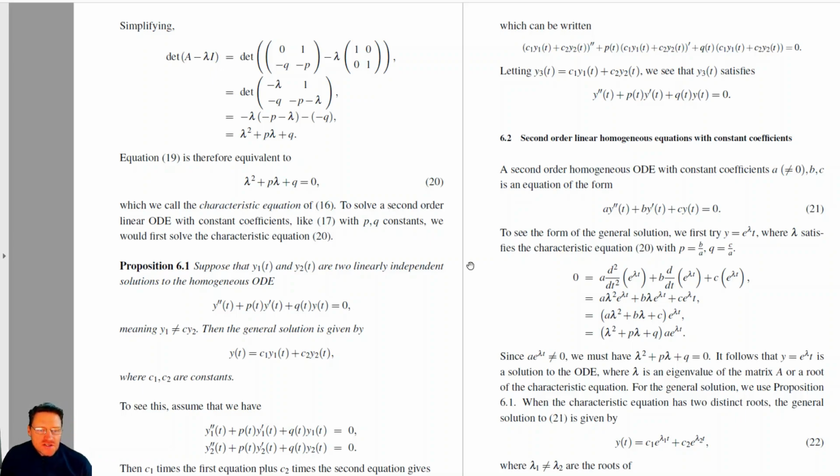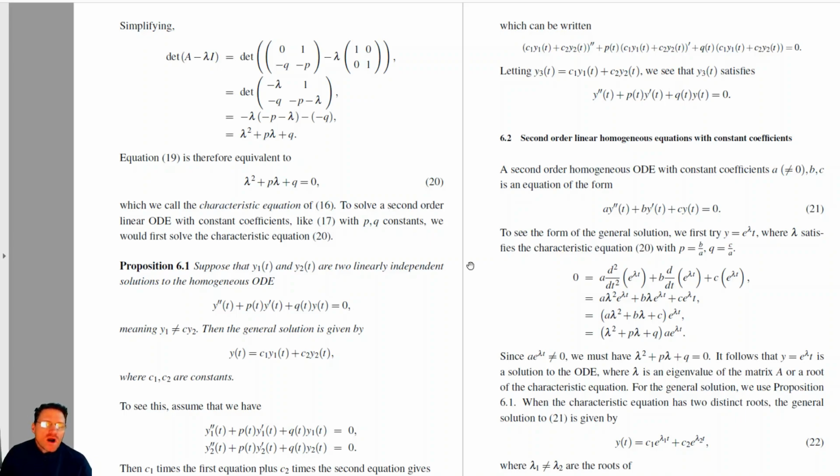Okay, let's have a look at proposition 6.1. Suppose that y1 and y2 are two linearly independent solutions to the homogeneous ODE, y double dash plus p of t y dash plus q of t y equals 0. And by linearly independent, we mean that y1 is not a constant times y2. The claim here is that the general solution is given by a linear combination of y1 and y2, meaning the general solution is c1 y1 plus c2 y2, where c1 and c2 are constants.